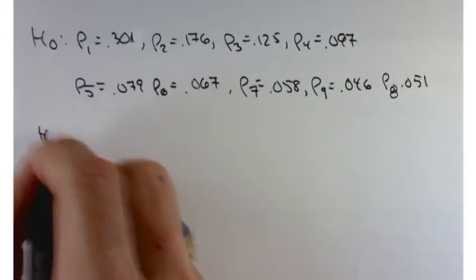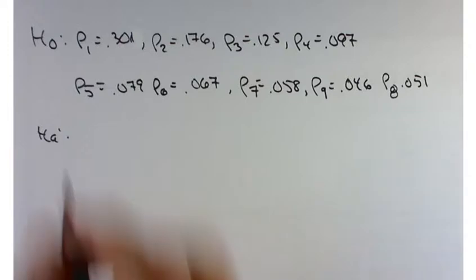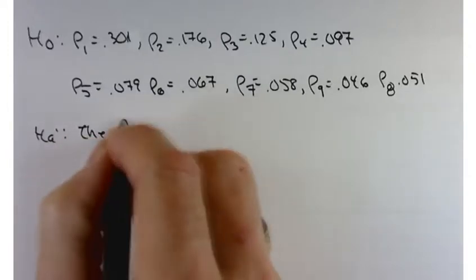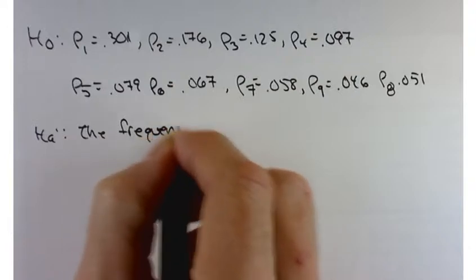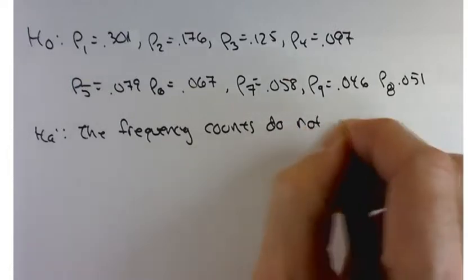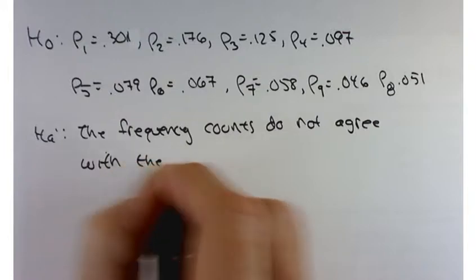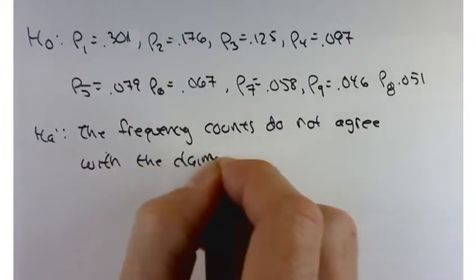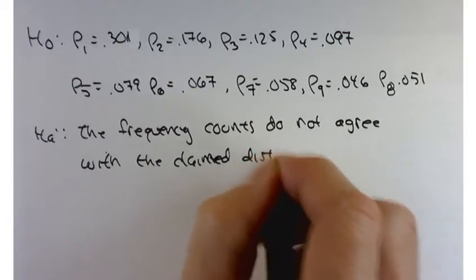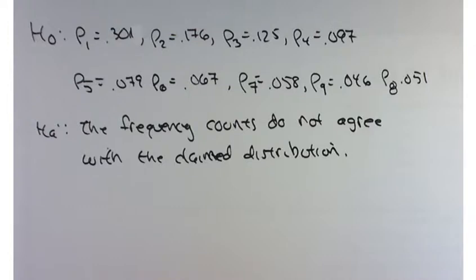Our alternative hypothesis here is that the frequency counts do not agree with the claimed distribution. Okay, cool. Let's see how we did.